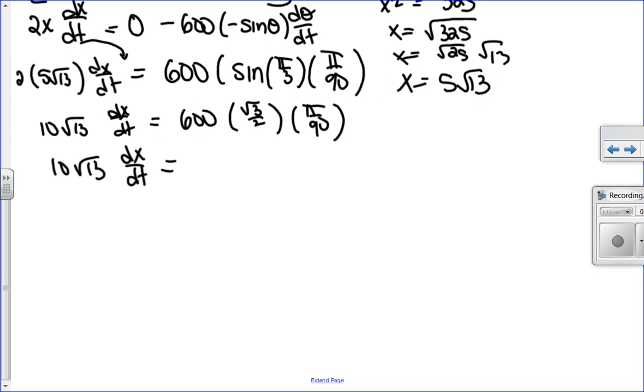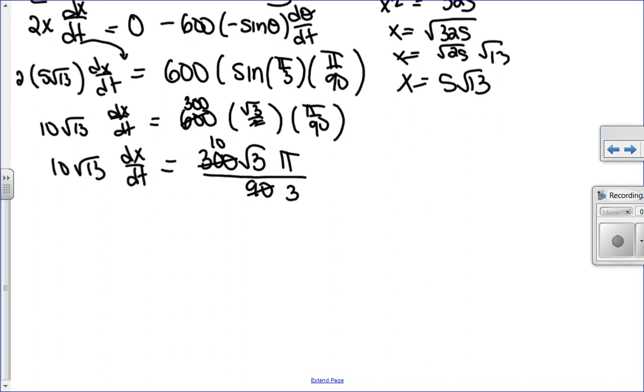Okay, so I'm going to simplify by doing 600 divided by 2 is 300. So I'll have 300 root 3 pi all over 90. Now, of course, I can simplify that as well. So 390, they both have a common factor of 30. So I'll divide this one by 30, and then I'll divide this one by 30.